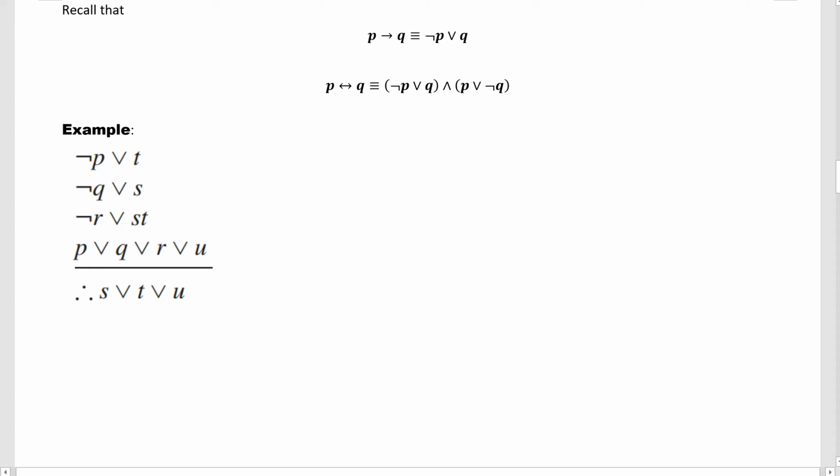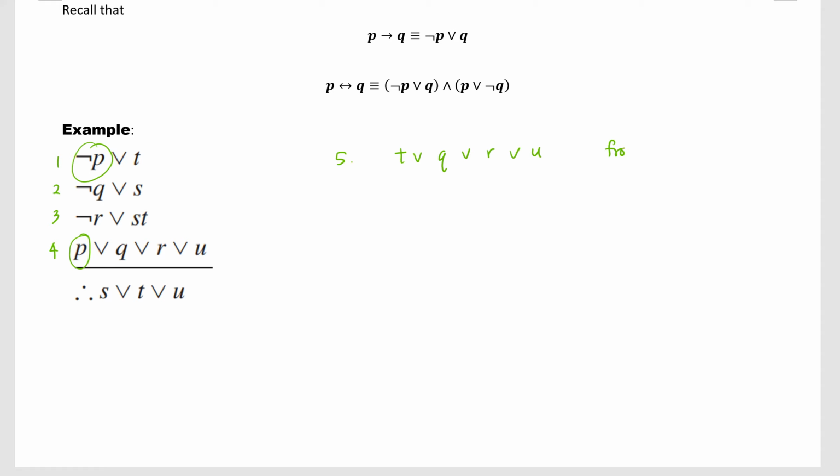So we want to show it. 1, 2, 3, 4. Okay, let's label them. And let's see. We want our results in terms of S, T, U. Which means for the other variables, we want to eliminate them. Okay, so first of all, we can eliminate P. You see P here and not P there. So we do number 5. Not P and P, we can cancel them. Then we have T or Q or R or U. And this is from 1 and 4. So far, so good? Yeah, so we can cancel them.